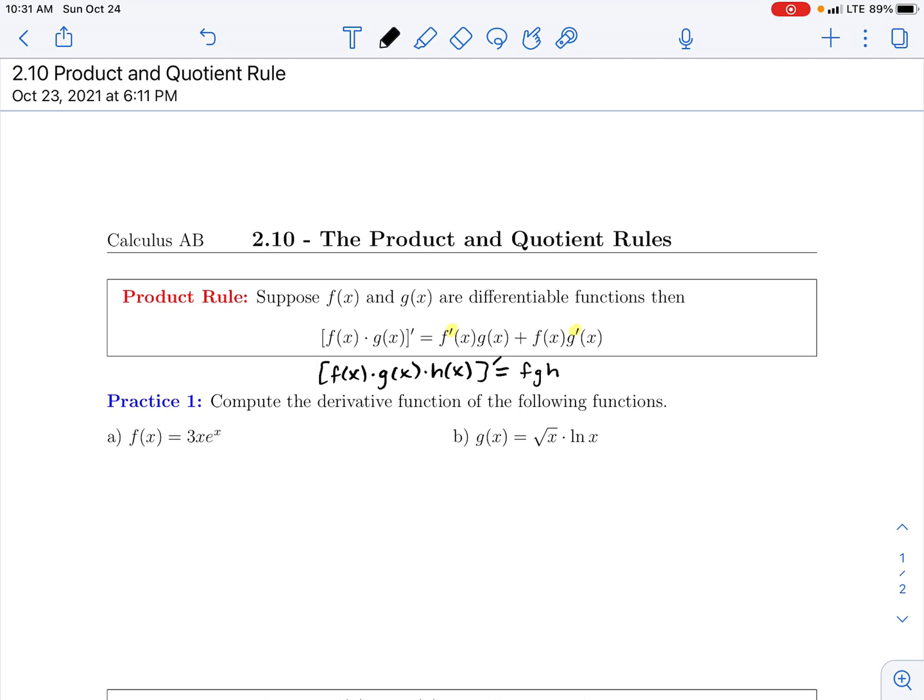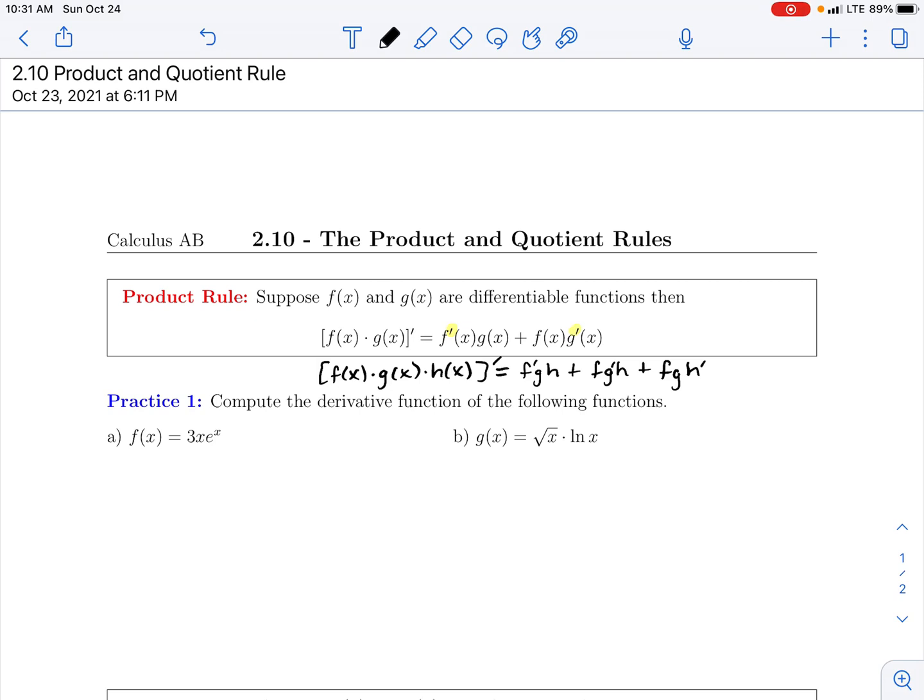f times g times h, where I just put plus f times g times h plus f times g times h, but all that happens is the tick marks just move. So the derivative of a product of three functions would be f prime times g times h plus f times g prime times h plus f times g times h prime.